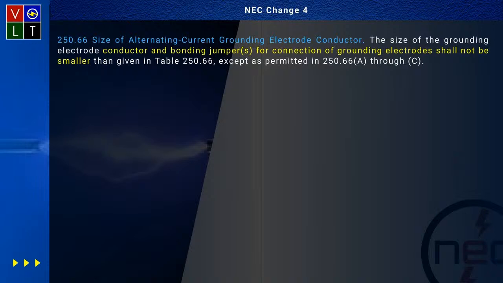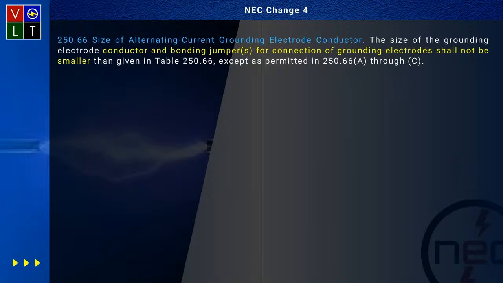Now, you argued this with them too. And if you remember, Crystal even brought this up on our show. She was talking about that you have a bonding jumper going over there where you might have a bar or something. And that's going to be based on the largest one connected to it. Yep. And then it says, except as permitted in where?